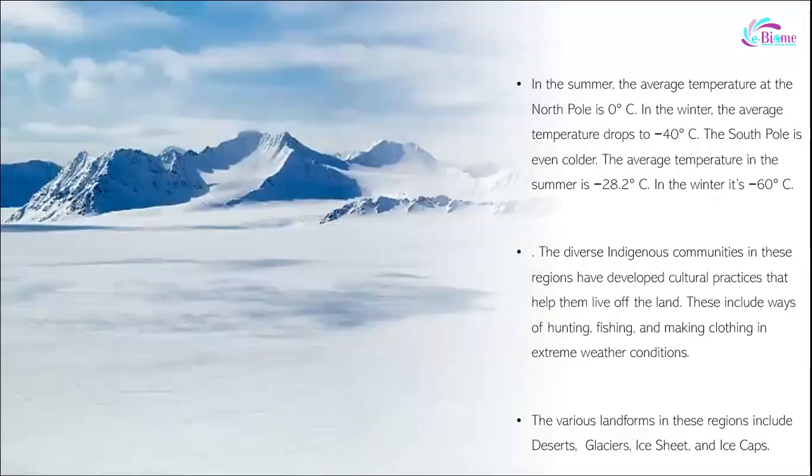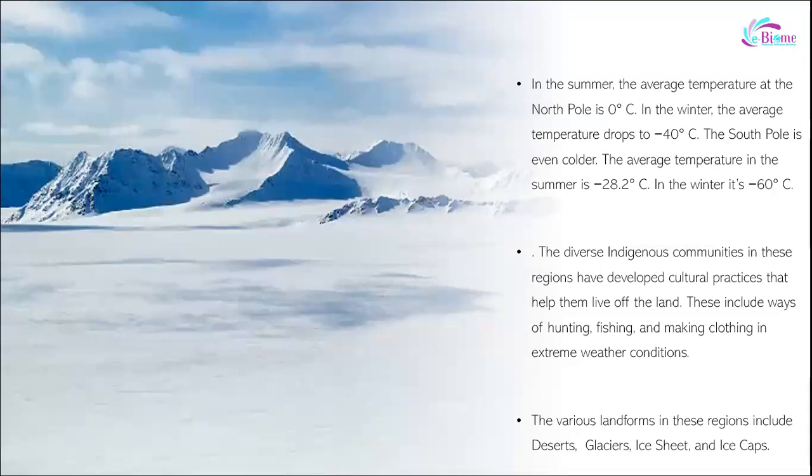In the summer, the average temperature at the North Pole is 0 degrees Celsius. In the winter, the average temperature drops to minus 40 degrees Celsius. The South Pole is even colder. The average temperature in the summer is minus 28 on average, and in the winter, it's minus 60 degrees Celsius. The diverse indigenous communities in these regions have developed various cultural practices that help them to live off the land. These include ways of hunting, fishing, and making clothing in extreme weather conditions.